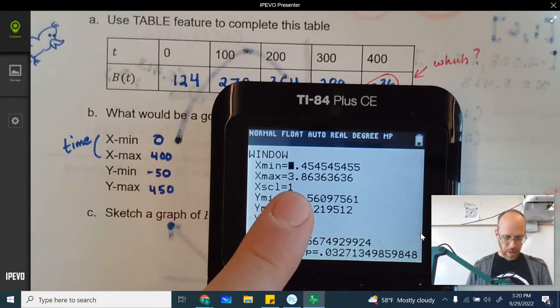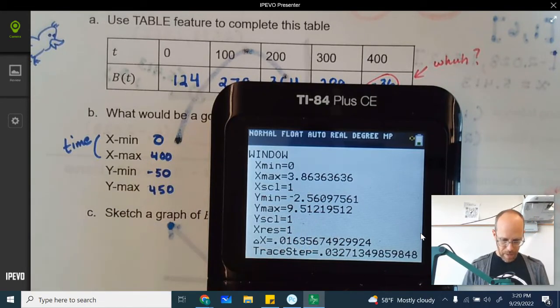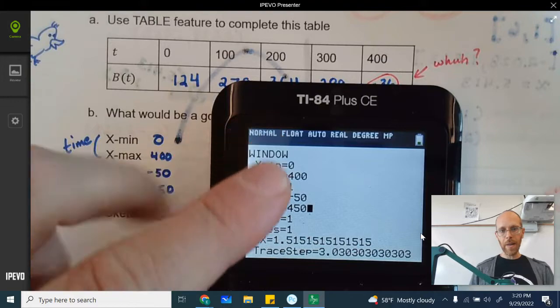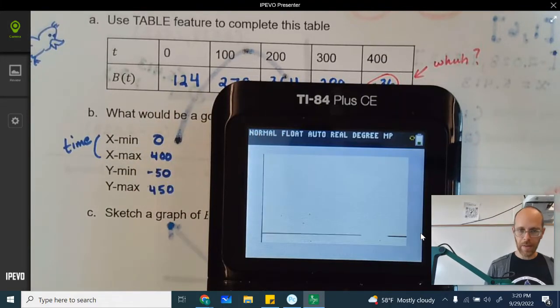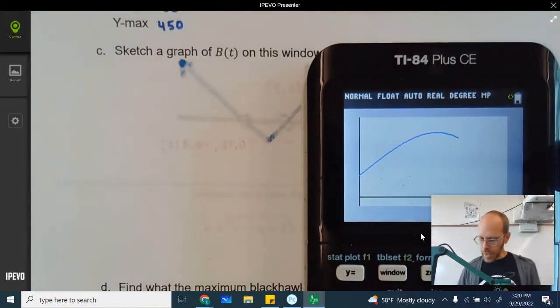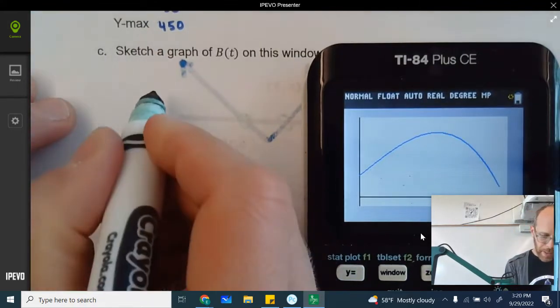So in here, let's change the minimum to 0 and the maximum to 400. And then the minimum to negative 50 and the max to 450. And then once you've got those 4 numbers entered, let's hit the graph. And there she is in all her beauty. We're going to draw a picture of this graph.